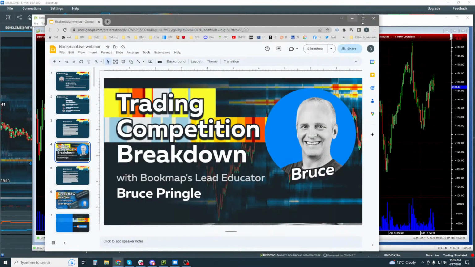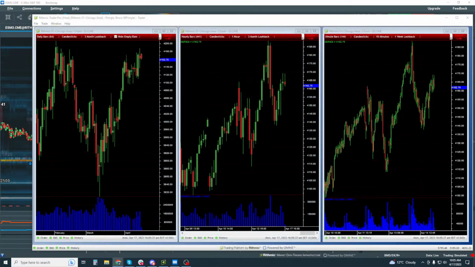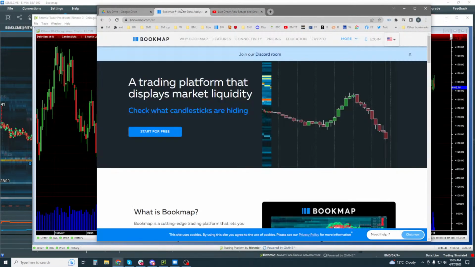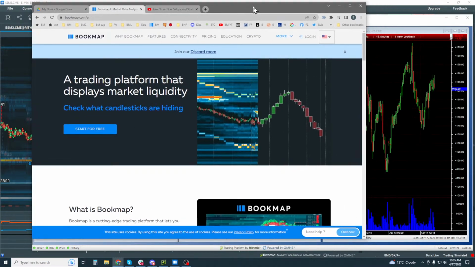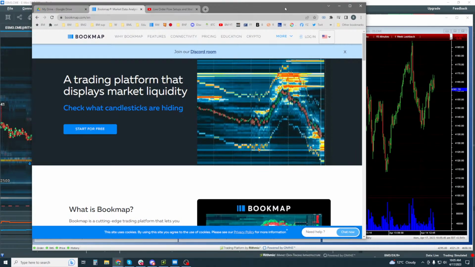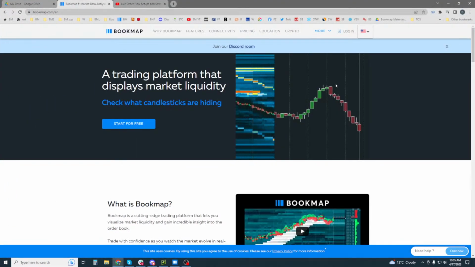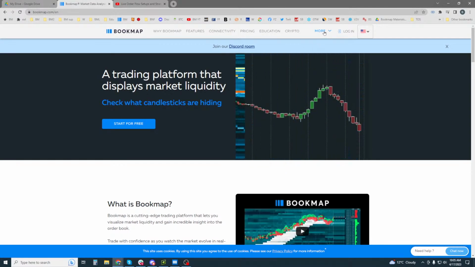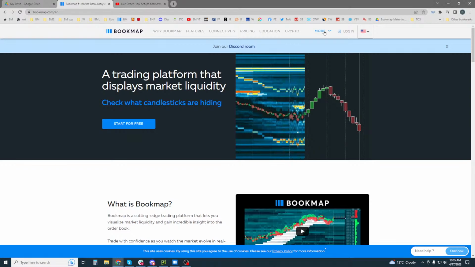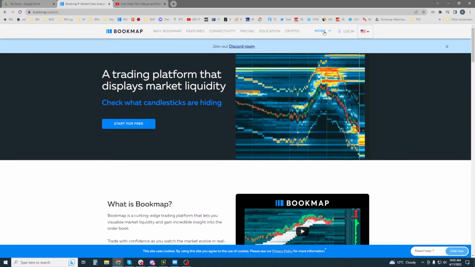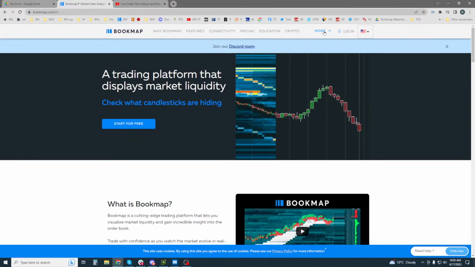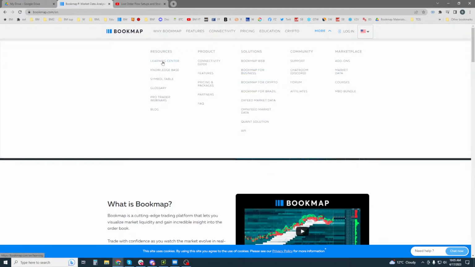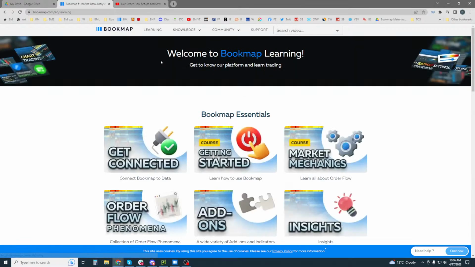All right, so we can get out of that and we can jump over into bookmap.com. Well, what we launched here, soft launch. You'll hear more about it on Thursday when we send out the email to everybody. Click on the More button, the Learning Center right up here, New Resource, and click there.